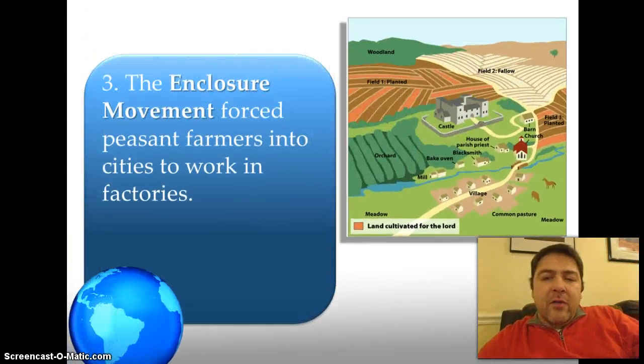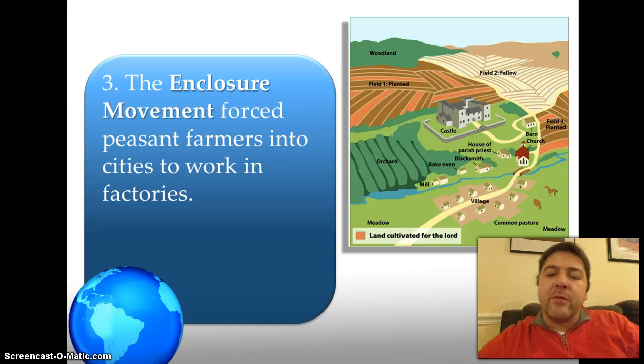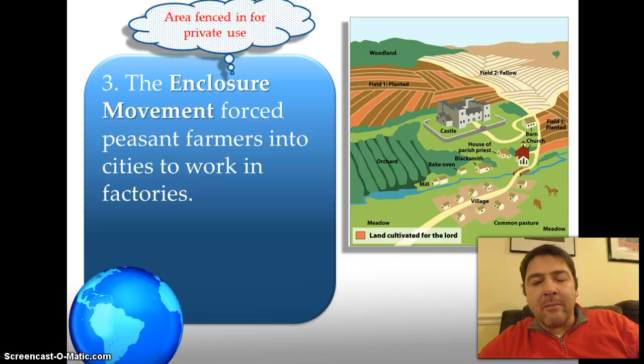Okay, the third part to the answer here is something very particular to England, a thing called the enclosure movement, which goes on in England during the 17 and 1800s. And this movement forces peasant farmers off their land, and they really have no choice but to move into cities where they find work in these factories of the Industrial Revolution. The system of farming and life in England was pretty much unchanged for centuries before the Industrial Revolution. We should define here an enclosure is an area fenced in for private use.